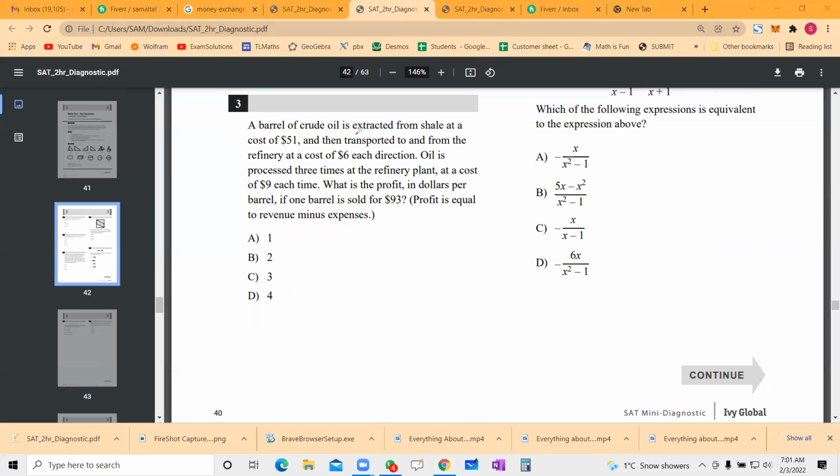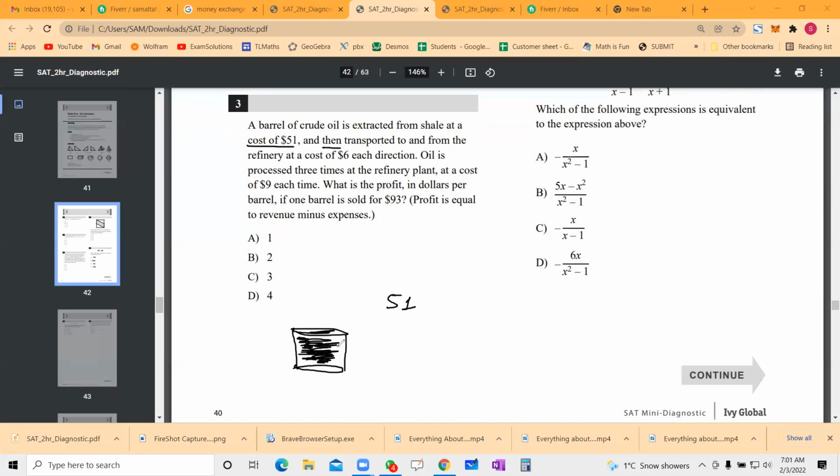A barrel of crude oil is extracted from a shale at a cost of $51 and then transported to and from the refinery at a cost of $6 each direction. Stop. So what is happening here till now? A barrel of crude oil is extracted from a shale at a cost of $51. Okay, so we have extracted the barrel of crude oil, and how much have we spent? $51. Okay, so my spending is $51, and what happened after this?